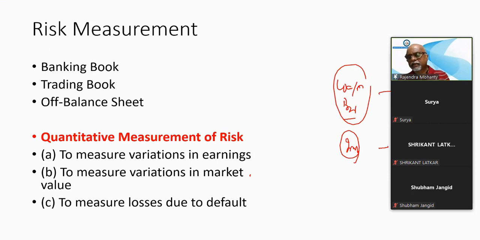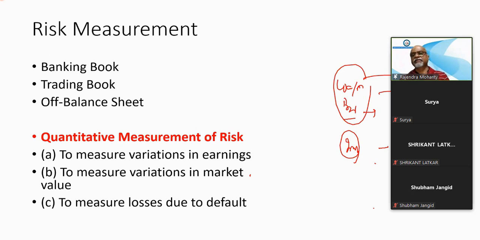Counterparty here, for loans and advances, is the borrower. For borrowing, it is the institution from which you have borrowed. For investment, the issuer of the security is the counterparty. In any of these cases, if the counterparty defaults, then the bank will have a problem.